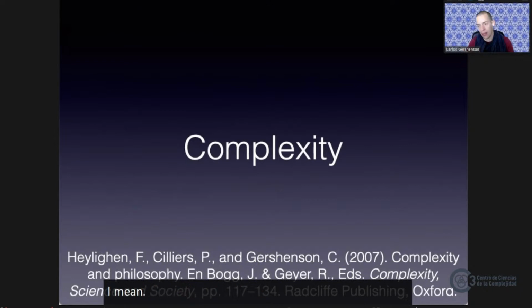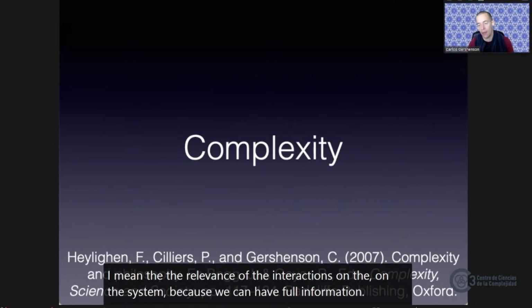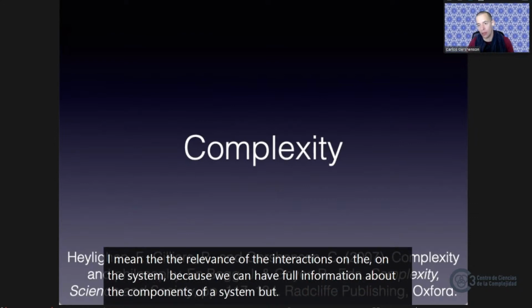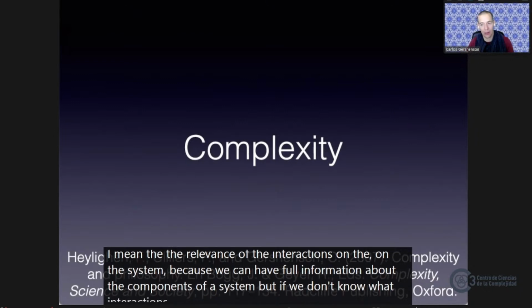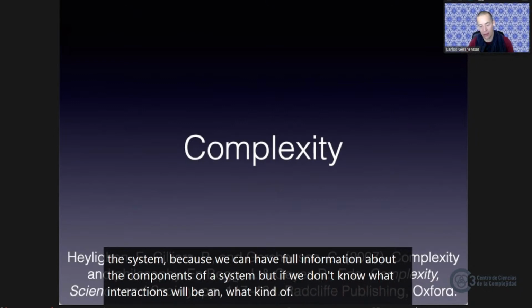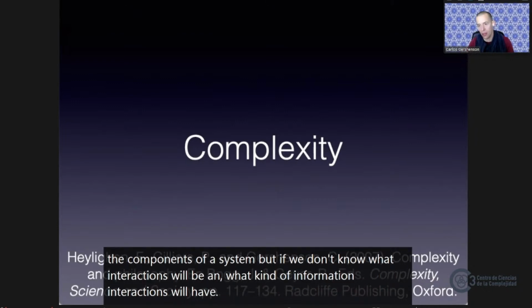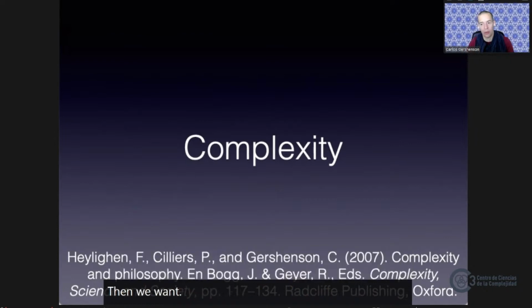I mean, the relevance of the interactions in the system, because we can have full information about the components of a system, but if we don't know what interactions there will be and what kind of information the interactions will have, then we won't be able to predict the system.